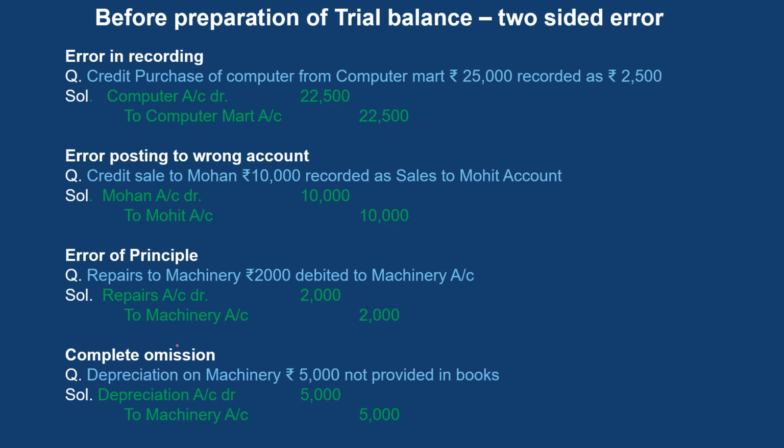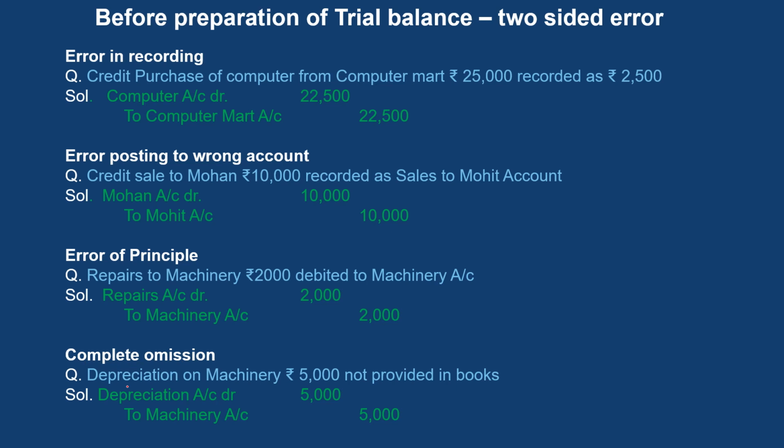Now moving on, one more: complete omission. If by mistake you have completely omitted to record a particular transaction, then there's also a two-sided error which you noticed even before you prepare the trial balance. How do you rectify it?